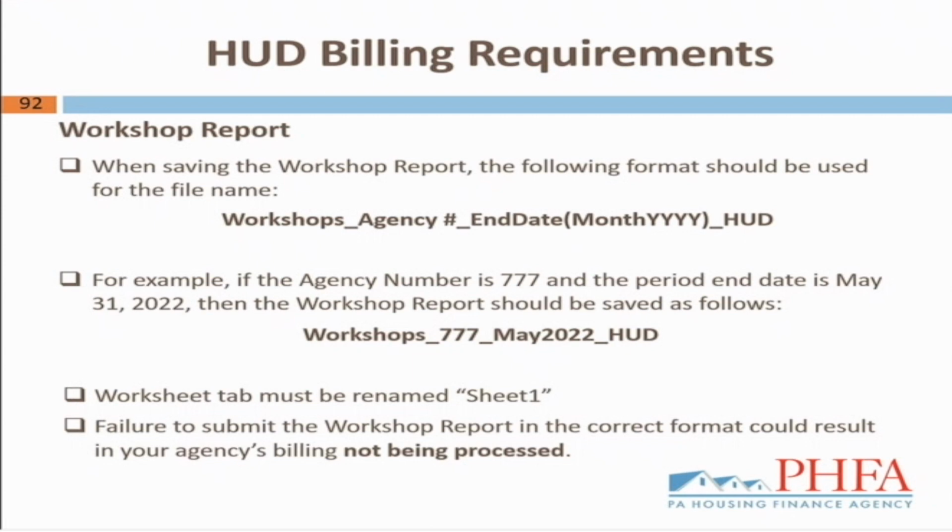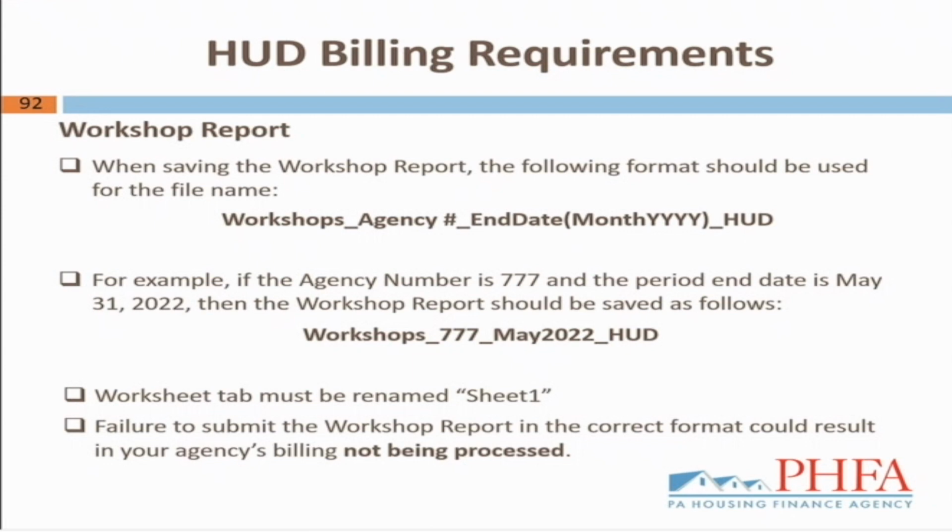So the workshop format, workshops, agency number, end date, and HUD. For our example, in the center here, workshops, 777, May 2022, HUD. The worksheet tab must be renamed Sheet 1, and failure to submit the workshop report in the correct format could result in your agency's billing not being processed.